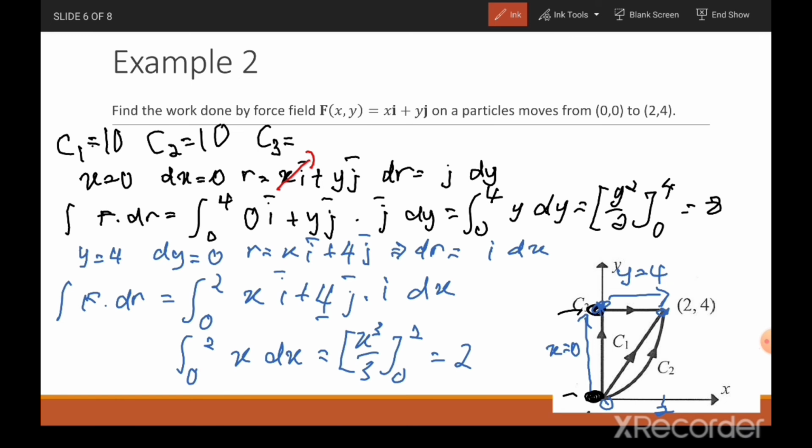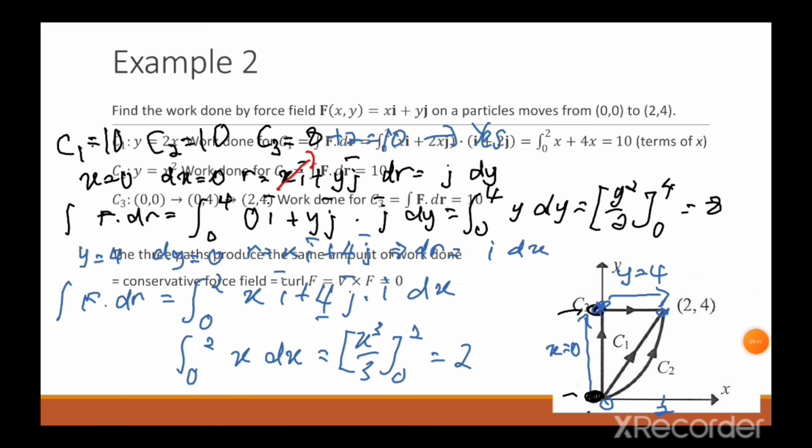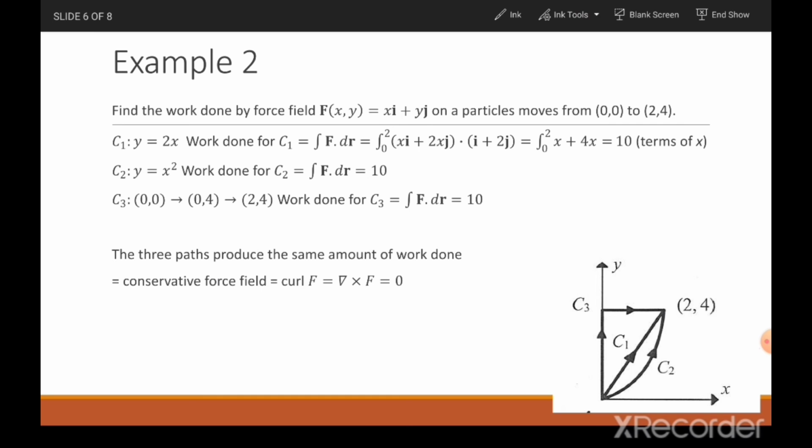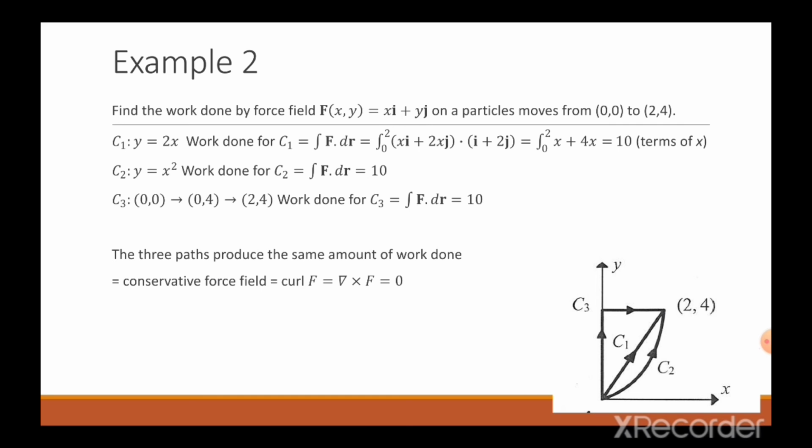So x plus 2 equals to 10. So C3 we get the value also 10. So this is the conservative force field. Okay, so this is the example how to find the conservative force field. Okay, this is the information from the slide. So we get all the path, we get the same value, all the value is 10. So this is the conservative force field.